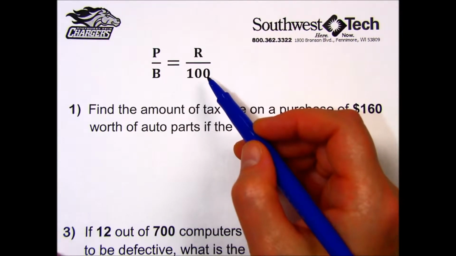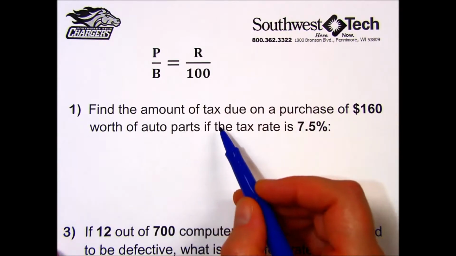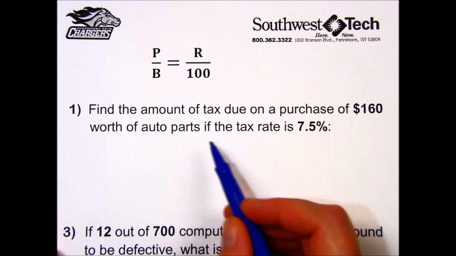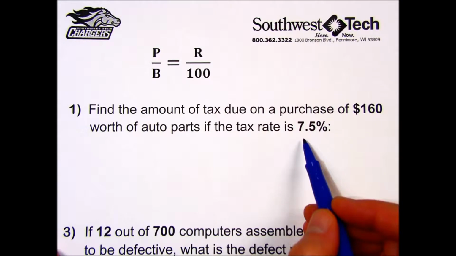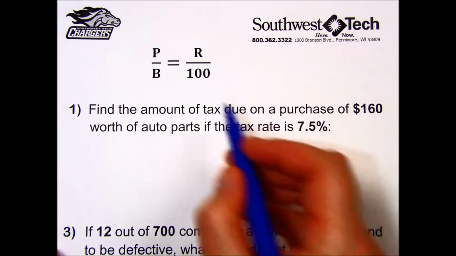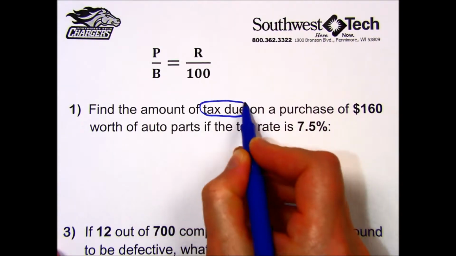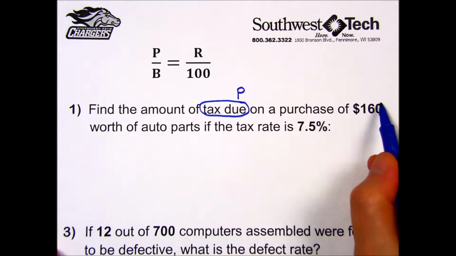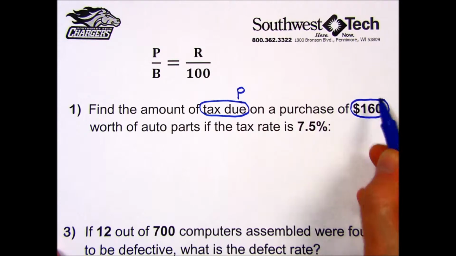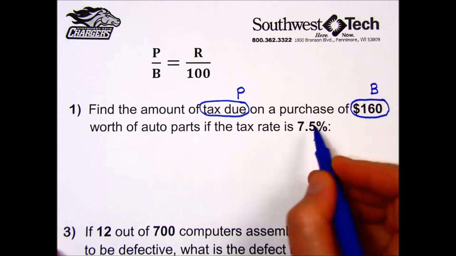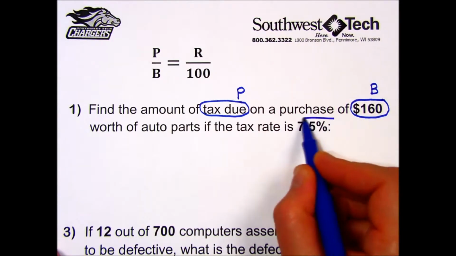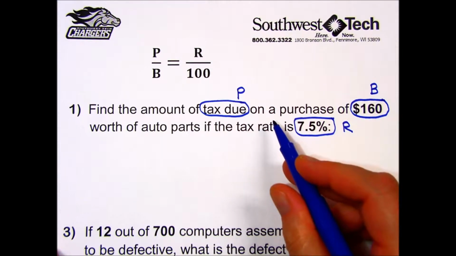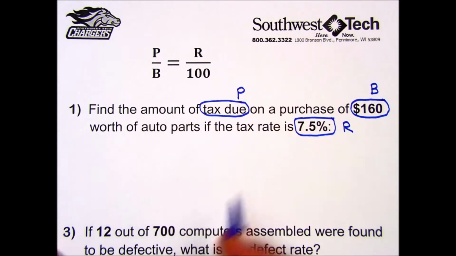Let's try problem number 1 together. Find the amount of tax due on a purchase of $160 worth of auto parts if the tax rate is 7.5%. The tax due is my part. That's my unknown. I have a base of $160 and my tax rate of 7.5%. Let's put these values into my new formula.